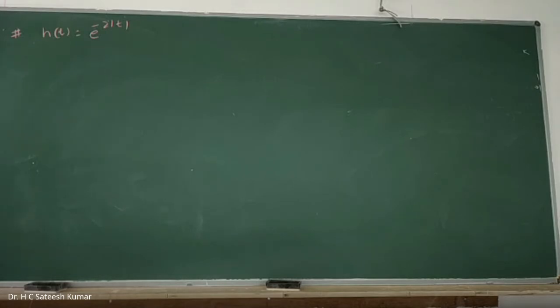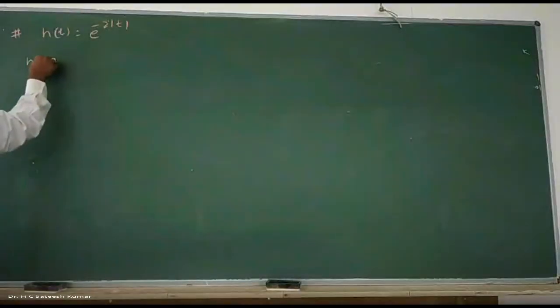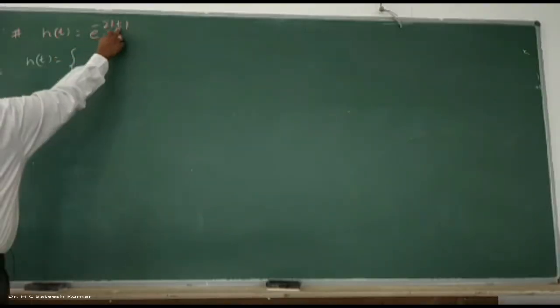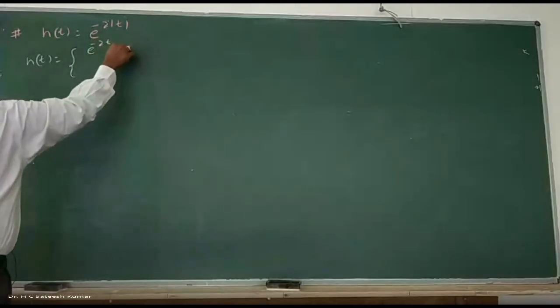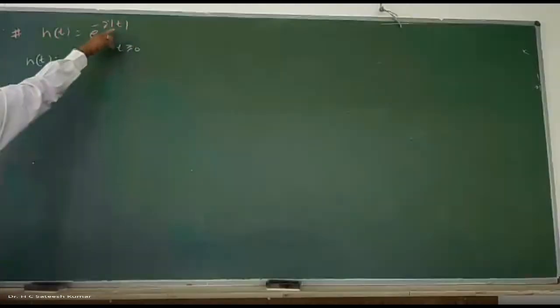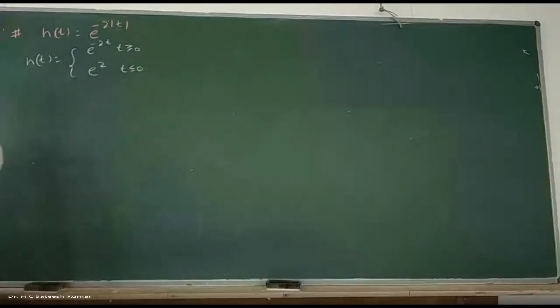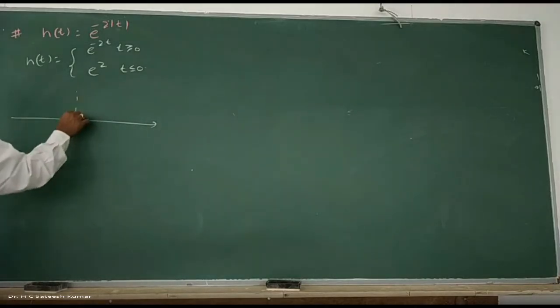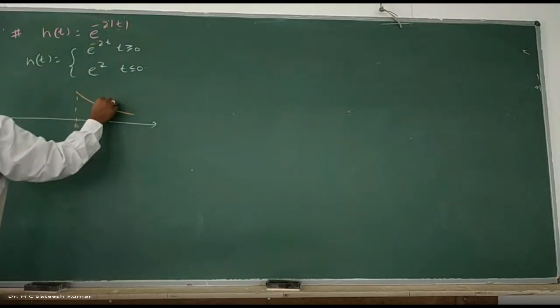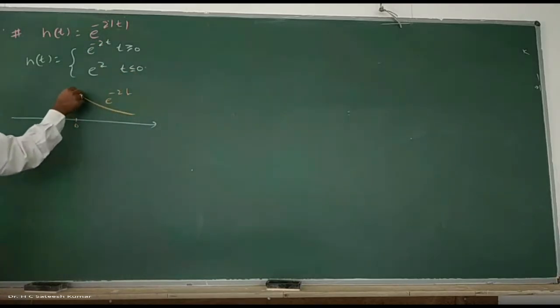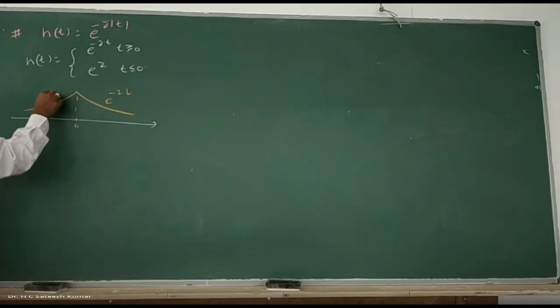So how to do it? It's a very simple one. First, sketch it, and it becomes very easy. Before that, the condition is: when t is positive, e to the power of minus 2t for t greater than or equal to 0. And negative means e to the power of 2t for t less than or equal to 0. Starting from 0, for t greater than or equal to 0, it is decreasing, e to the power of minus 2t. For t less than or equal to 0, it is increasing from the negative side, e to the power of 2t.